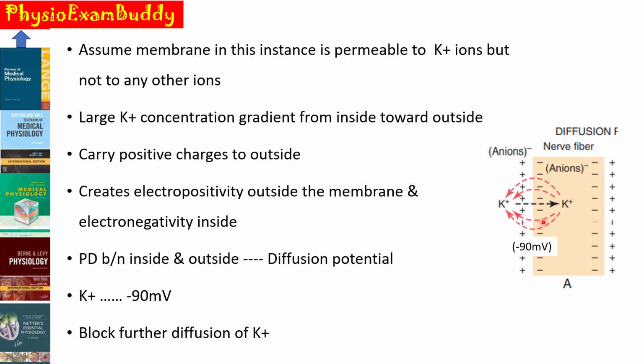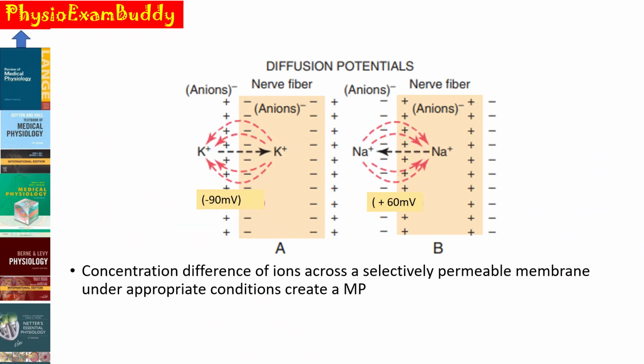So in case of potassium, this potential difference is -90 millivolts. And once this diffusion potential is attained, it will block further diffusion of potassium. The same thing happens in case of sodium also. So at this instant, just assume that the cell membrane is permeable only to sodium ions.